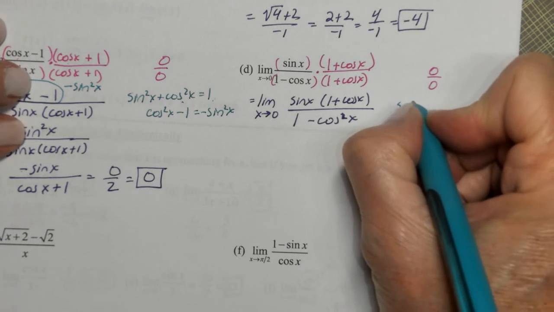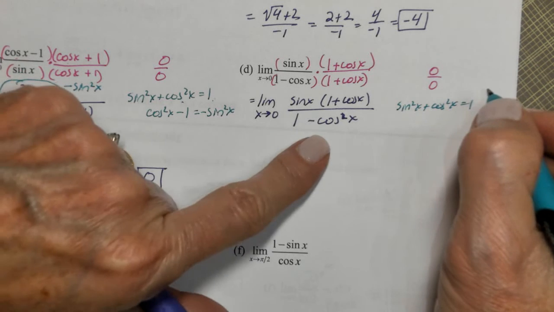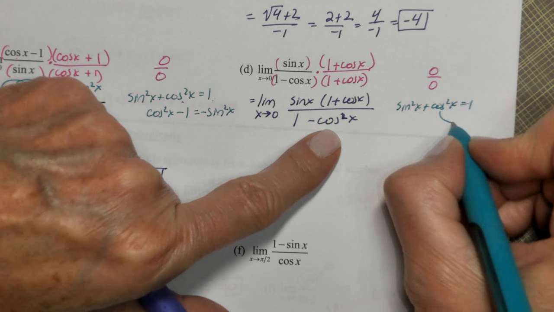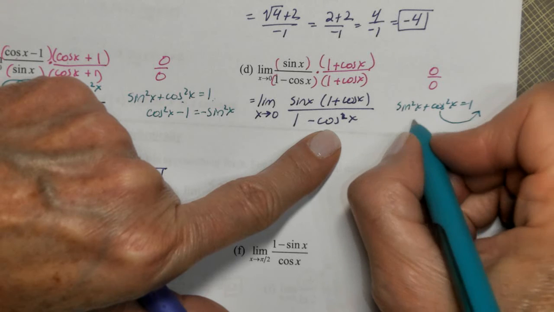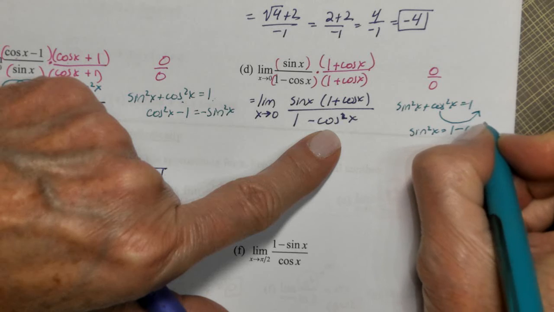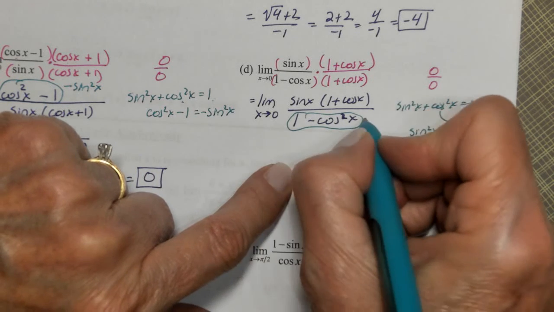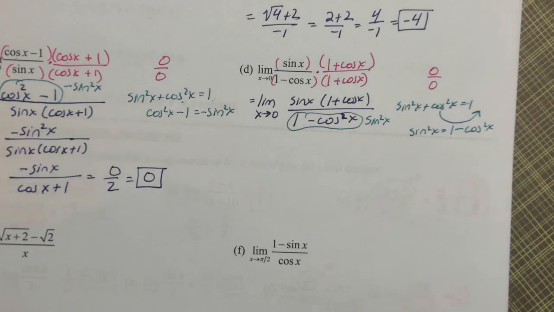Sine squared x plus cosine squared x is 1. We have a 1 minus cosine squared x. So how do I get that? Well, I get that by moving this cosine squared over here, and I'll be left with a sine squared x. So sine squared x will be 1 minus cosine squared x. So in place of this, I'm putting a plain sine squared x, not a negative this time.